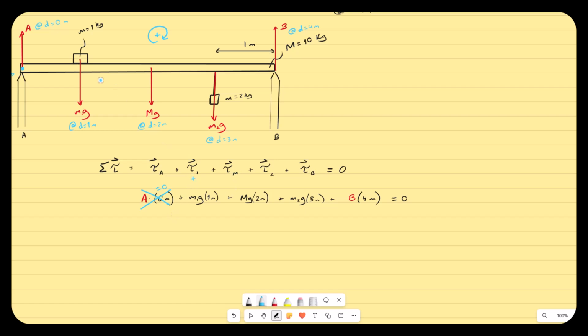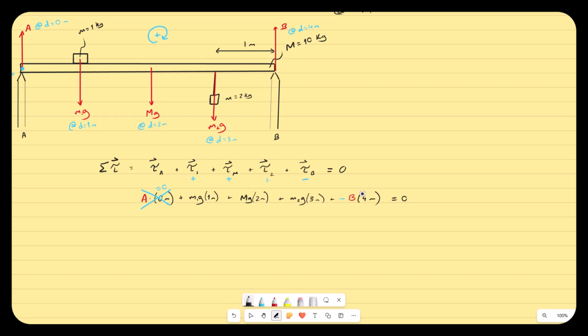This second one, same story, is going to be a positive torque. And the third one, positive torque. Torque from B: if I hold the left side of my pencil with my left hand, and I take my right hand and push up on the far right side of the pencil, it wants to rotate counterclockwise, which means this is a negative torque. So positive, positive, positive, and this one is negative. Now I can solve for this.